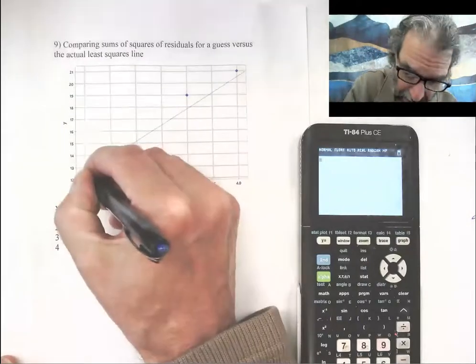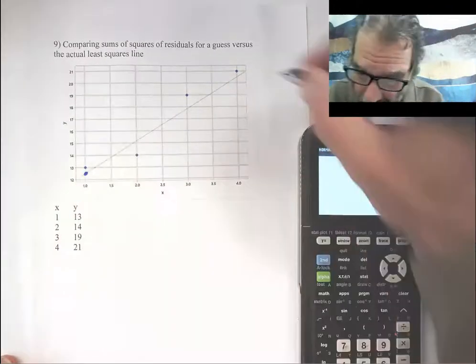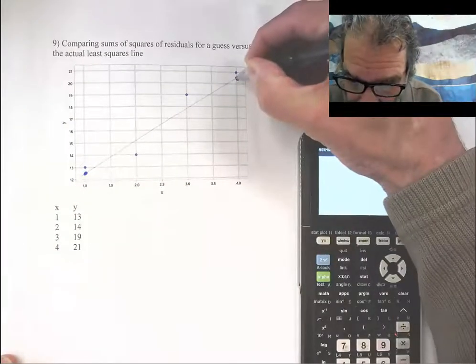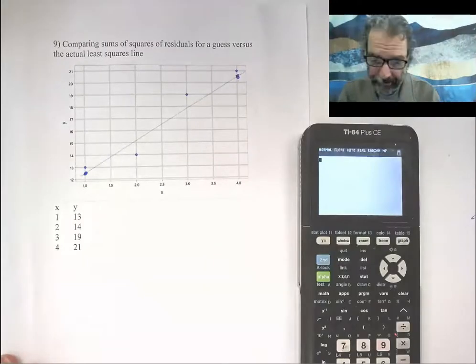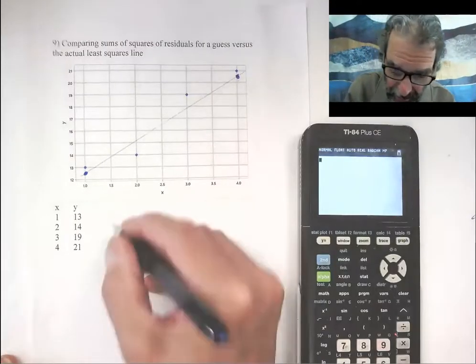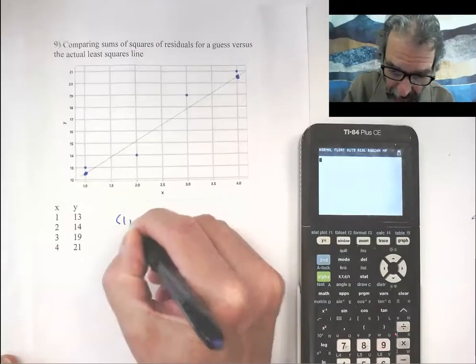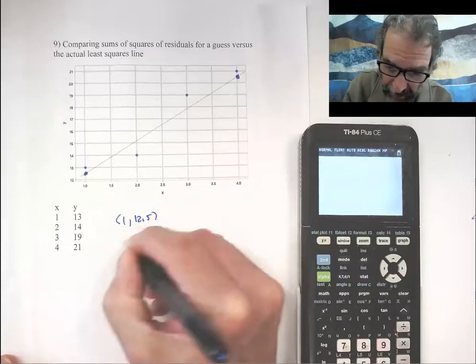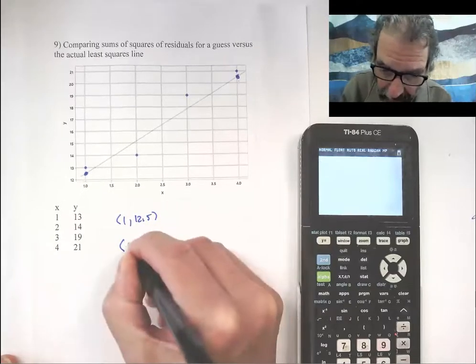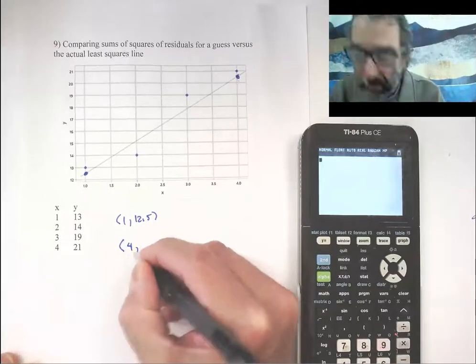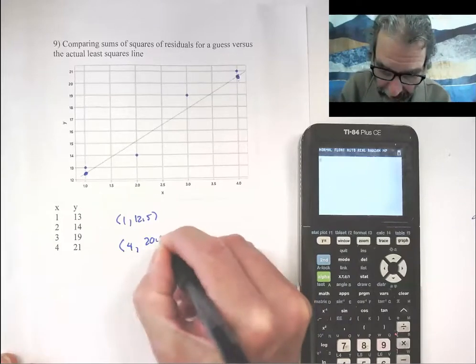And I've drawn this line here as my guess, as the best fitting line. The 2 points there are (1, 12.5) and (4, 20.5), like that.